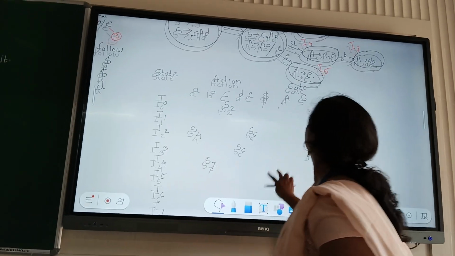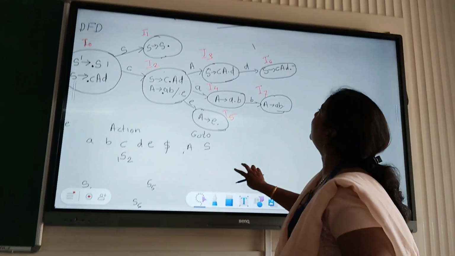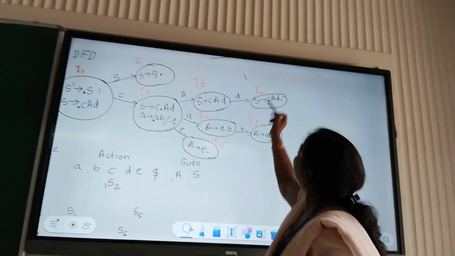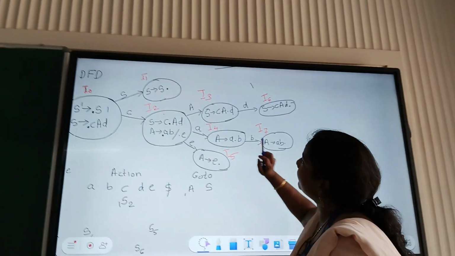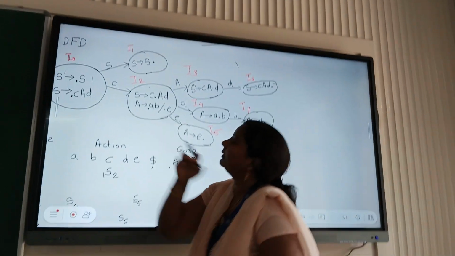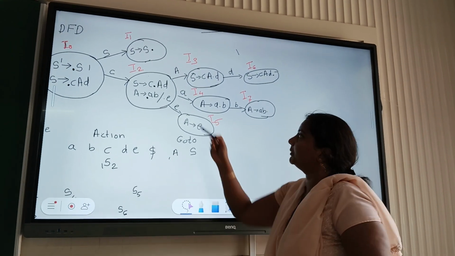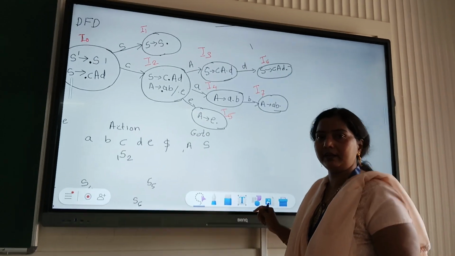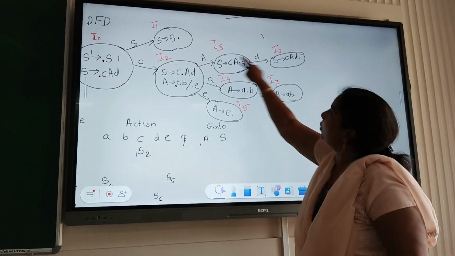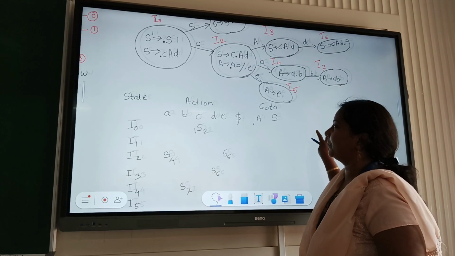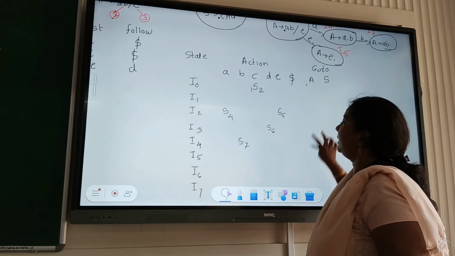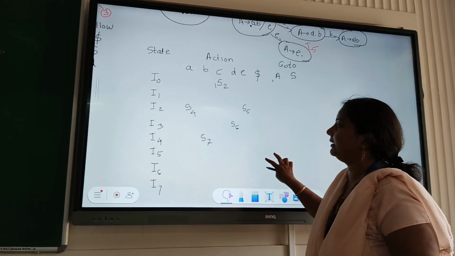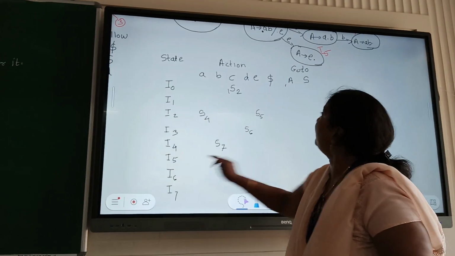Then I5. Where is I5? Now listen. I5, I6, I7 and I1. These are the terminal nodes. That means here the dot operator has come to the last position. So for these nodes we have to take the reduce operation. Then how do you take that reduce operation from I5?